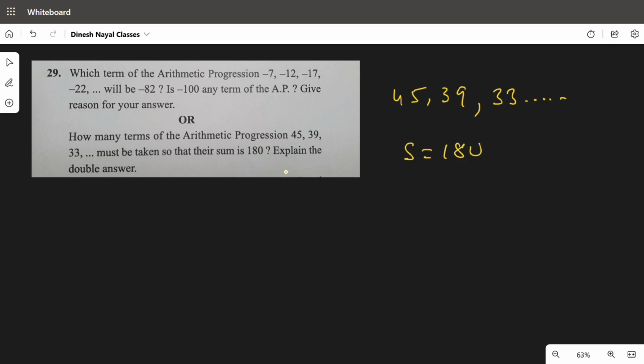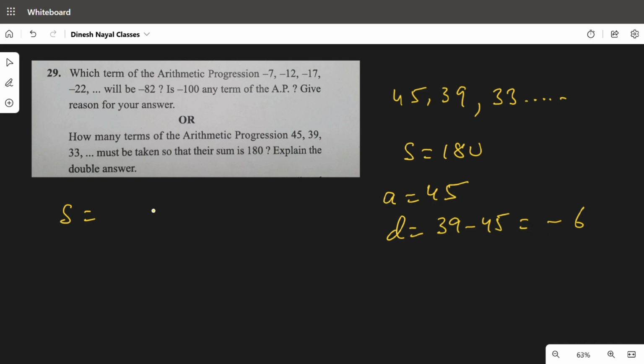And they are saying explain the double answer. Okay, that's fine. So let's look at this AP. Here, what's the first term? a is 45. And what is the common difference? The common difference is 39 minus 45, which is minus 6. So the common difference is actually minus 6.